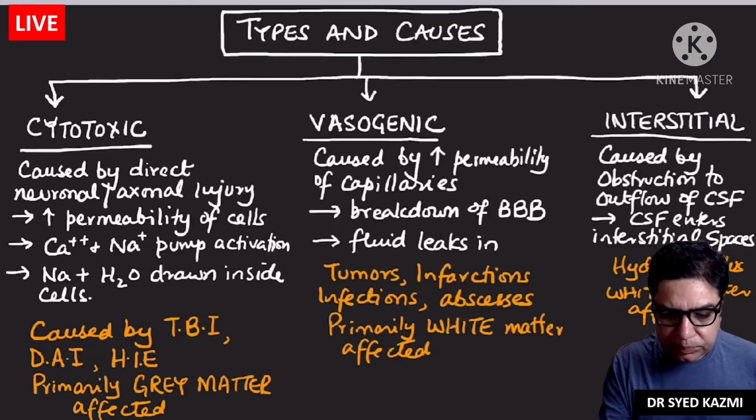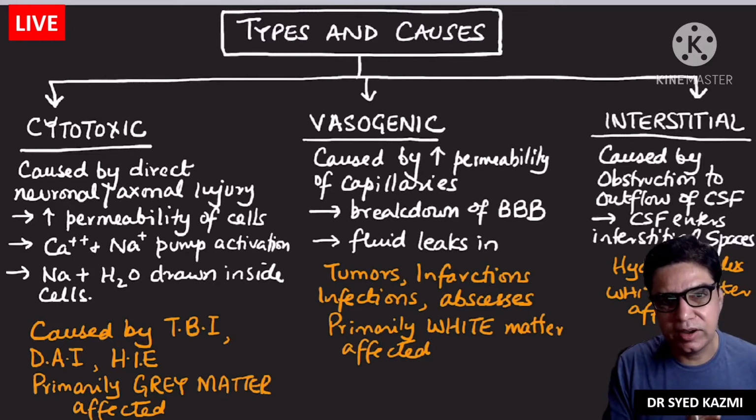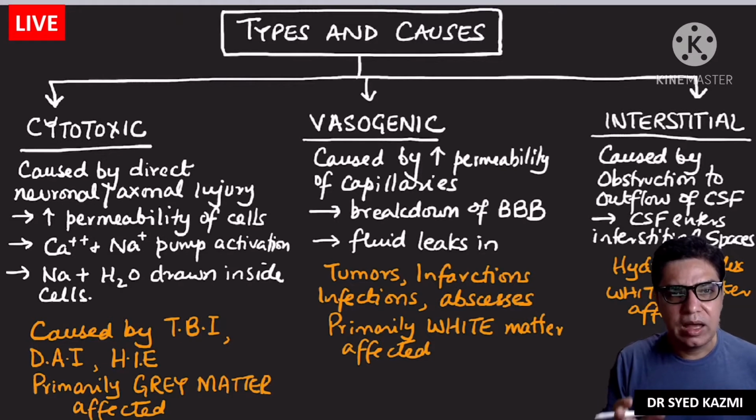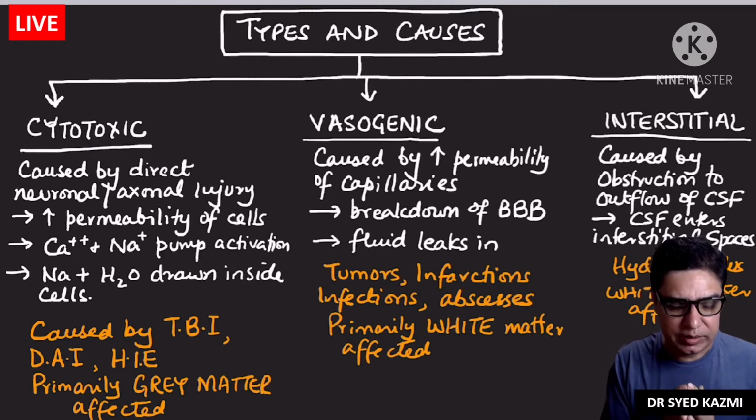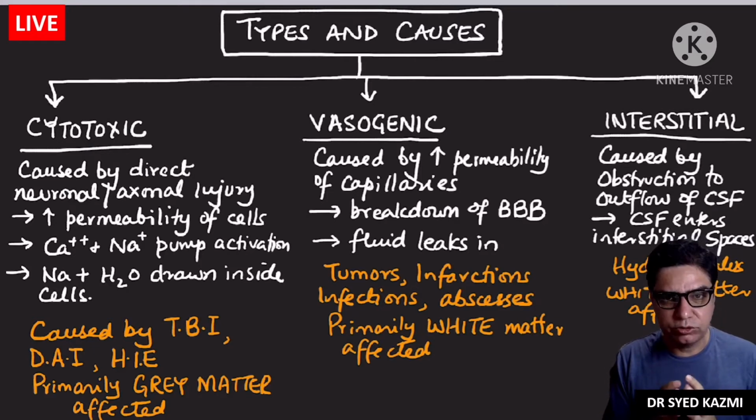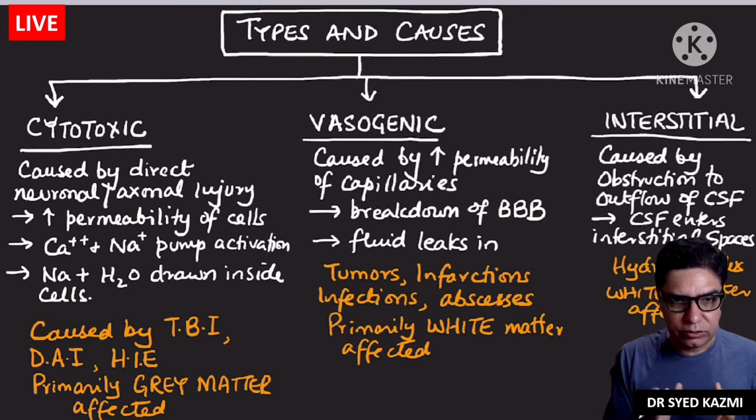So moving ahead, talking about the different types and causes of cerebral edema, and you should understand this. Now, different books have classified it in different ways. Some say there are 4 types, but primarily there are 3 basic types of cerebral edema: the cytotoxic variety, the vasogenic variety, and the interstitial variety. Now, the cytotoxic variety, cytotoxic means, as the name says, toxicity to the cells. In other words, insult to the cell, injury to the cell, and this is caused by anything that directly damages the neuron.